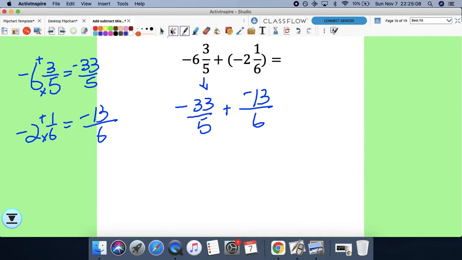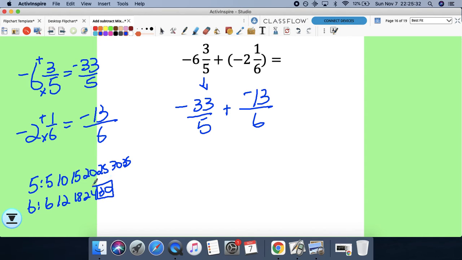Okay. Can we add them? No, we're going to find a common denominator. So the common denominator is going to be a common multiple. So 5 times 1, 5 times 2. Let's go through the times table. 15, 20, 25, 30, 35. 6 is 6, 12, 18, 24, 30. We can use 30. So it's going to be over 30.